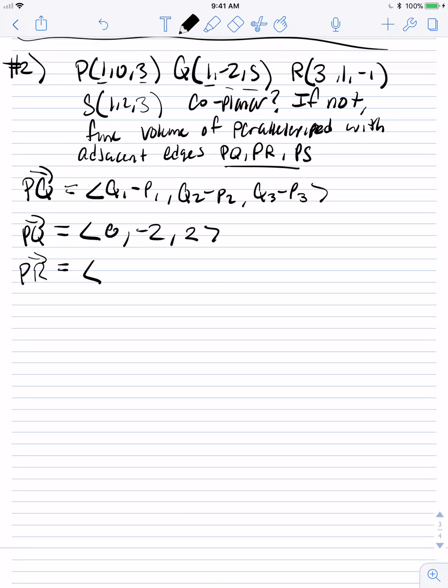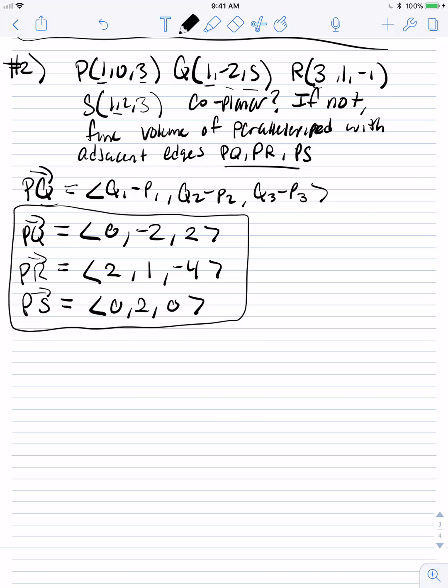Doing the same thing for PR, we would get 3 minus 1, which is 2. 1 minus 0, which is 1. Negative 1 minus 3, which is negative 4. And same thing for PS. We would do 1 minus 1, which is 0. 2 minus 0, which is 2. 3 minus 3, which is 0. So now we have the vectors of all 3 edges.